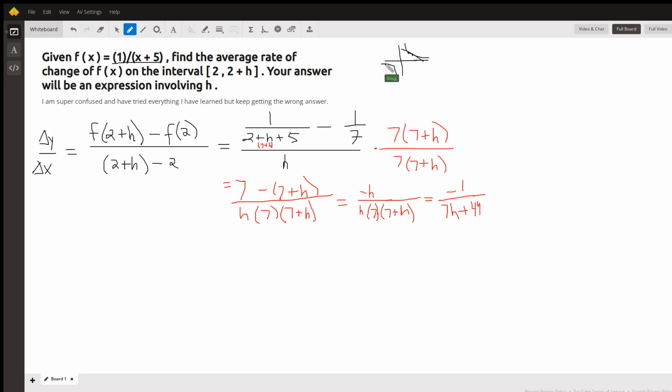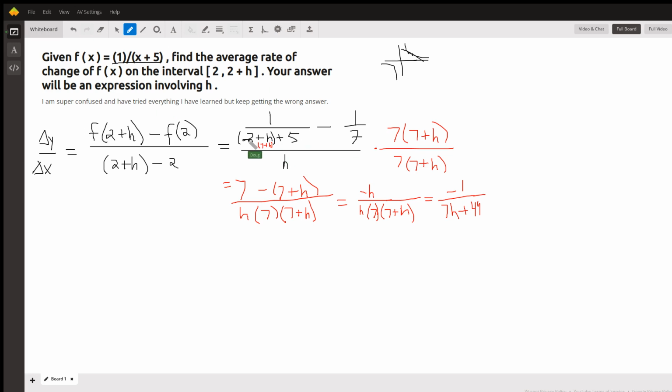It's the change in y over the change in x. So f of 2 plus h minus f of 2, that's the change in y. And 2 plus h minus 2 is the change in x. And if we substitute these values into the function, we get something like this. 1 over, here's the 2 plus h that we put in for the x, plus 5, minus, put 2 in for x, and we get 1/7.